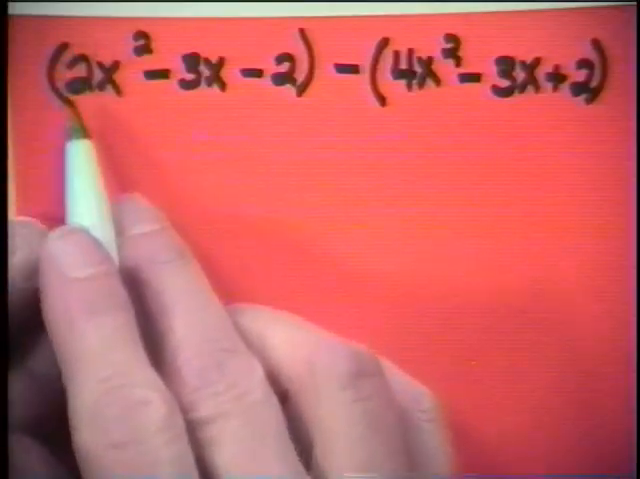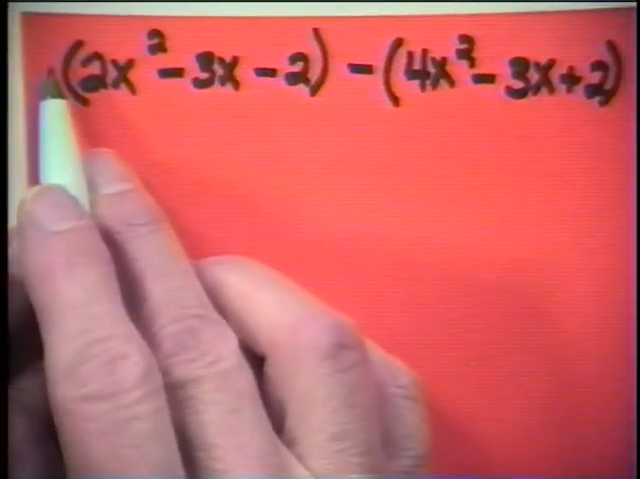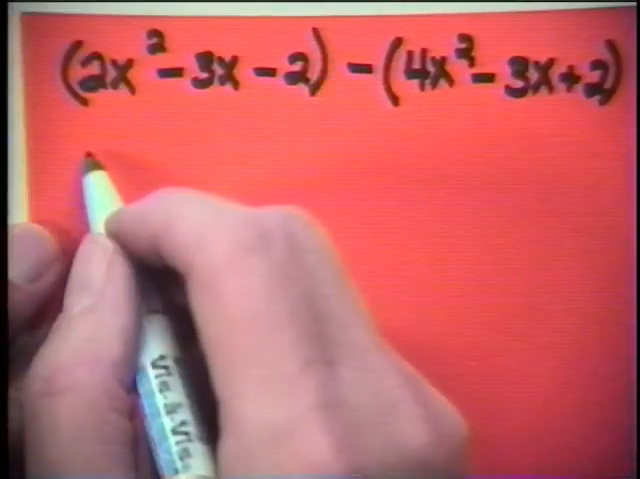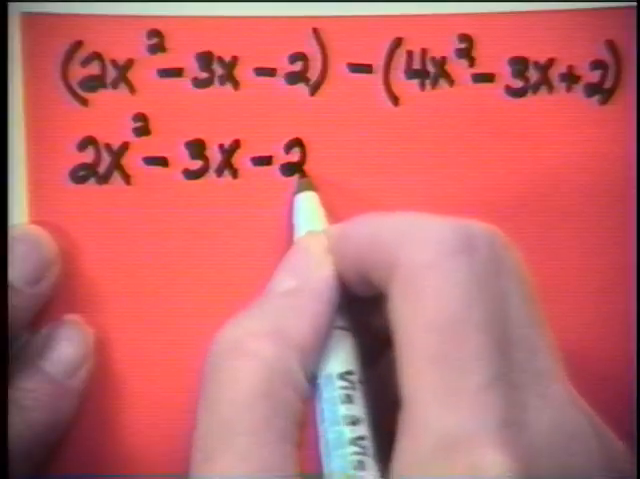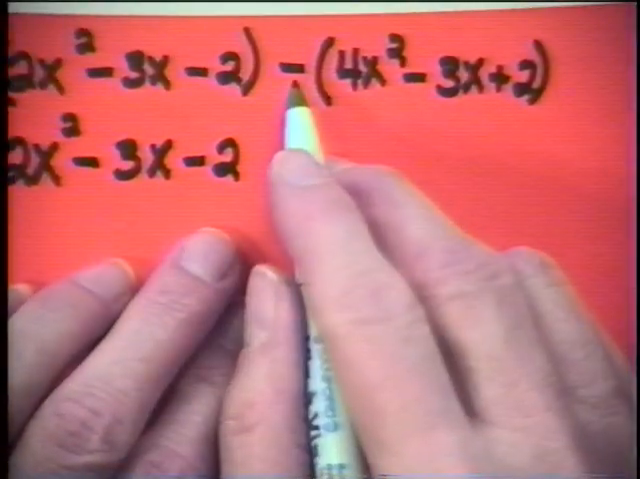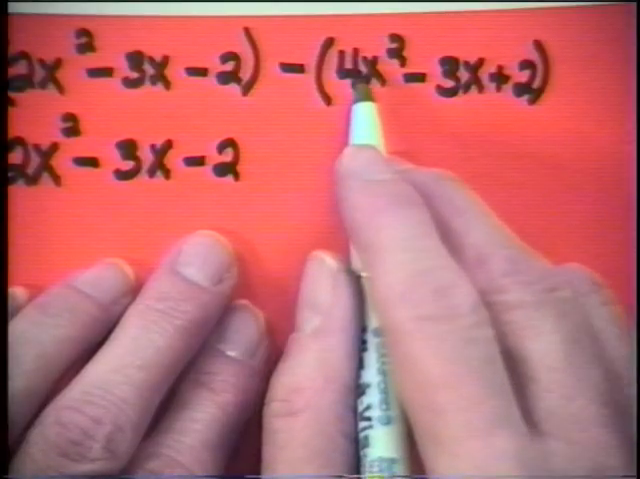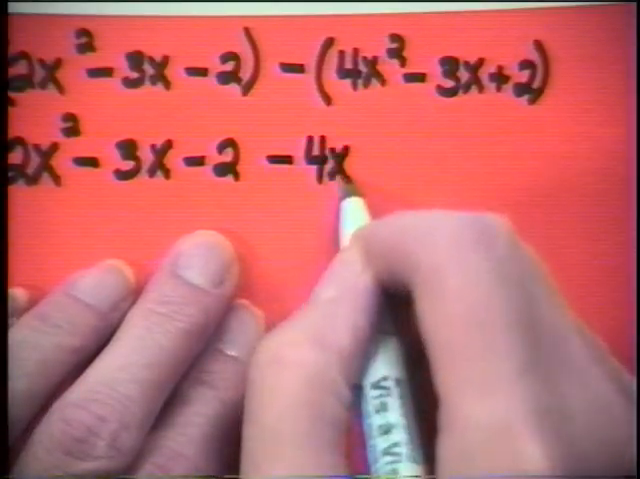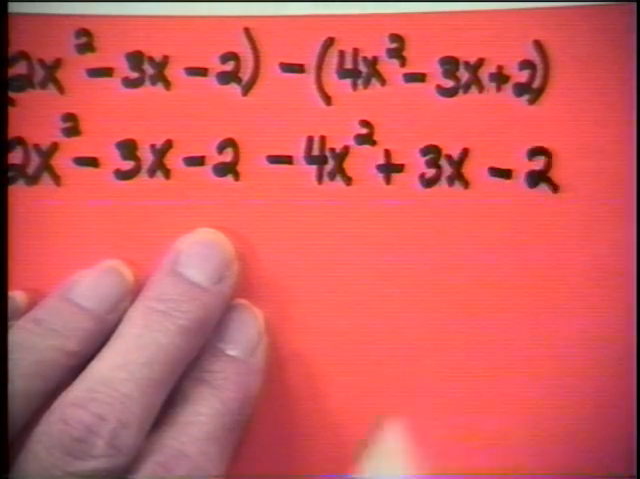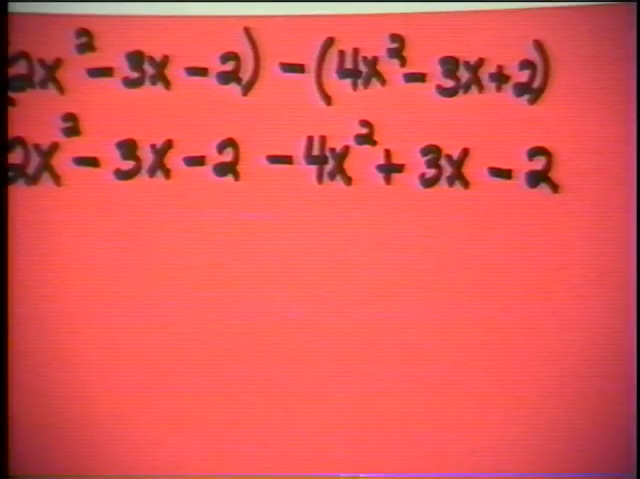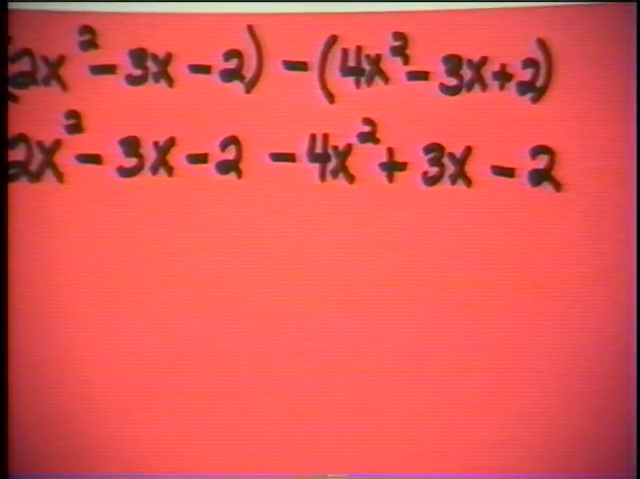These have parentheses preceded by no sign, which means it's plus, so when I drop those, the signs of everything inside are going to stay the same. Now this one is preceded by a negative sign, so the signs are going to change. This is going to be subtract 4x squared. This one's going to be plus 3x, and this one's going to be subtract 2. Couldn't you put plus a negative 4x squared? Yes, you could. You can put plus a negative if you want to. You could put plus a negative 2 also if you want to.